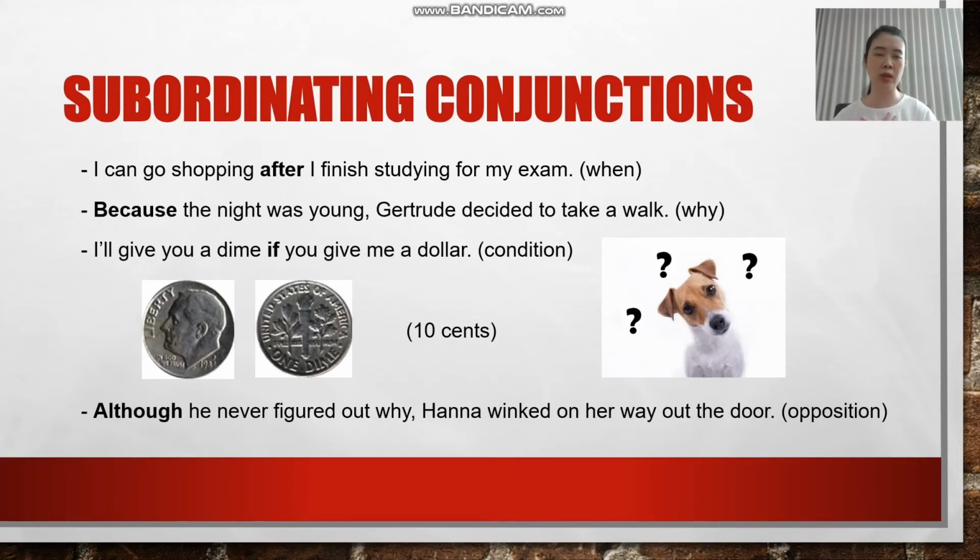Independent clause. Actually, I'm going to teach you how to differentiate between independent and dependent clauses later when we are talking about the clause. But anyway, I just introduce these two types of clauses here. I can go shopping can stand alone because you can understand it clearly, right? But after I finish studying for my exam will be a dependent clause because we cannot start the sentence with those conjunctions, and because we cannot understand it.